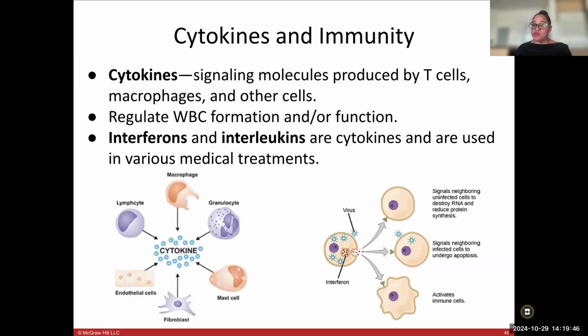Cytokines are signaling molecules produced by T cells, macrophages, and other cells. They regulate white blood cell formation and function. Interferons and interleukins are cytokines. They are used in various medical treatments. And the video we just watched went through all the different kinds of interleukins and the gamma interferon.